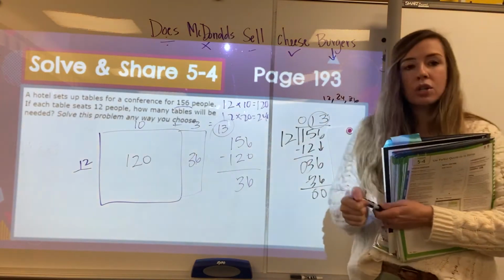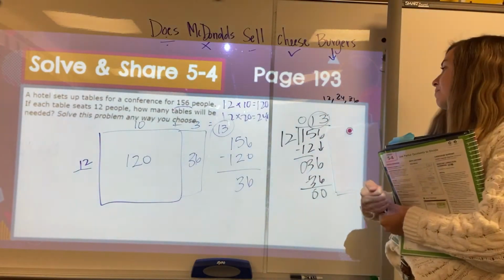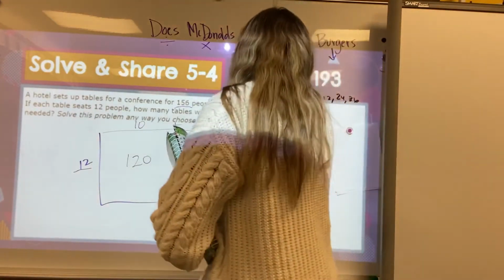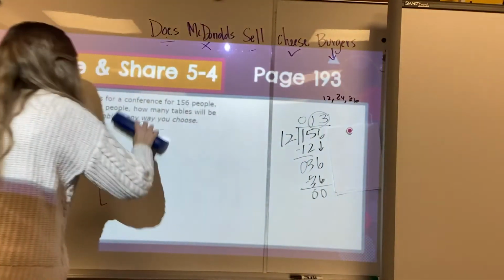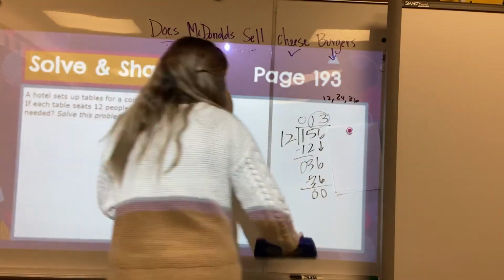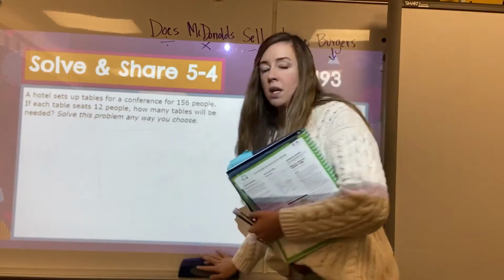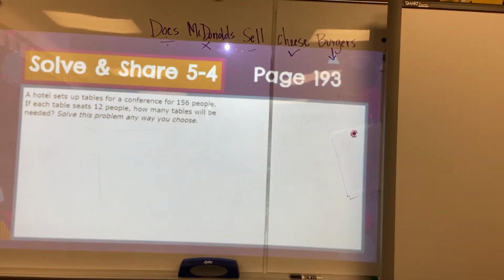We get 13 again. Now there's another way that we're going to look at on the next page that talks about our partial products. It does more with a bigger place value. Let's do it.